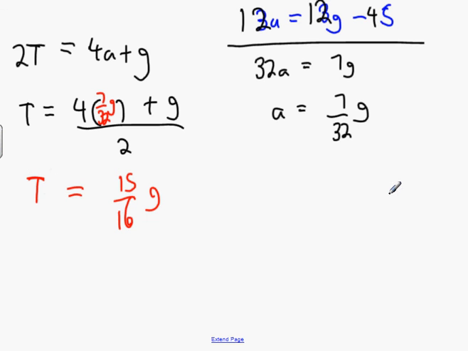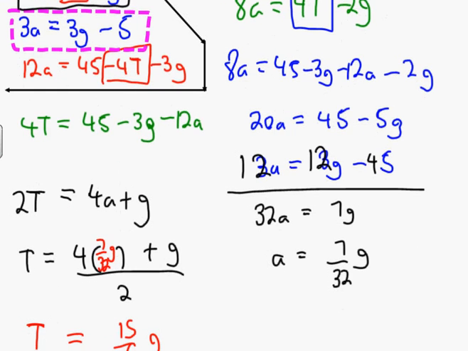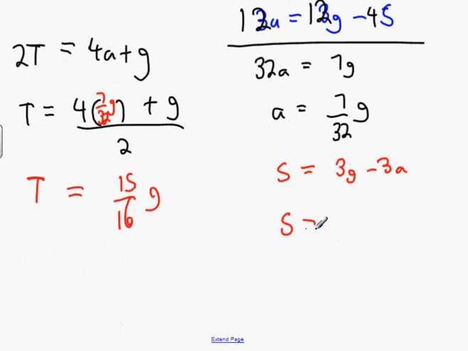And then we're going to find out what S is using a similar system. S equals, bring S out the other side, 3G minus 3A. So if somebody can do S equals 3G minus 3 times 7 over 32 G, call out what you get there. Yeah, 75 over 32 G. Okay.